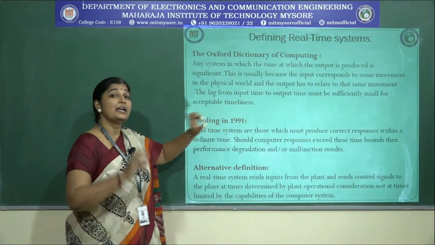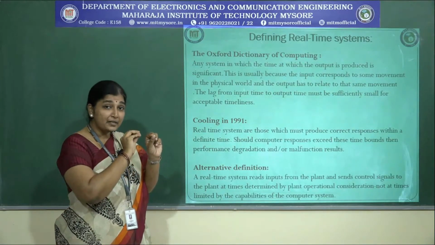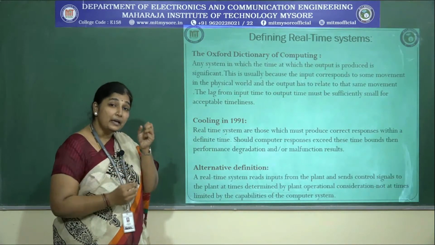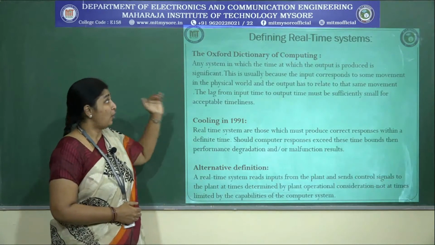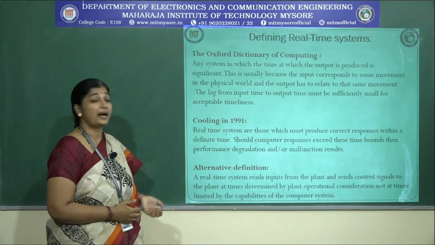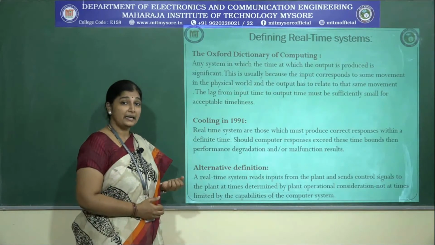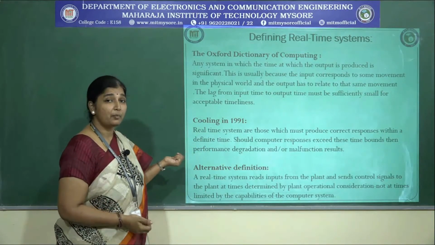The lag from input time to the output must be sufficiently small for acceptable timeliness. What do you mean by that? Even if there are any feedback differences, then that should be reduced. This is the complete definition given by the Oxford Dictionary of Computing. That is how they have described it. Next, we had Coolling in 1991, who tried to describe what we mean by real-time operating systems.